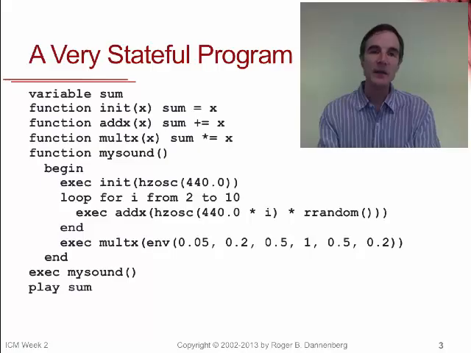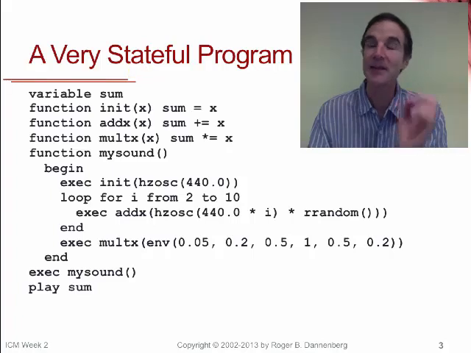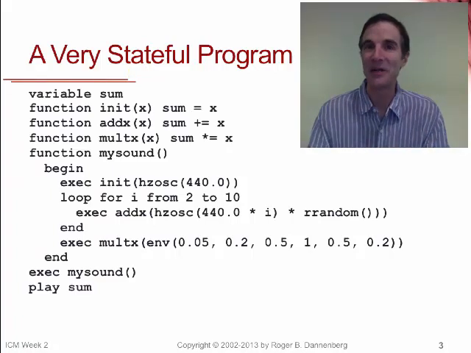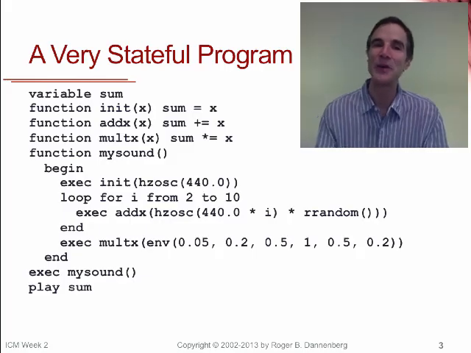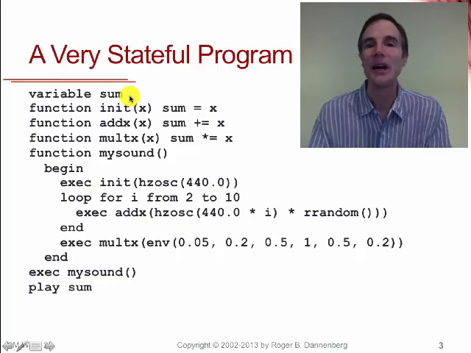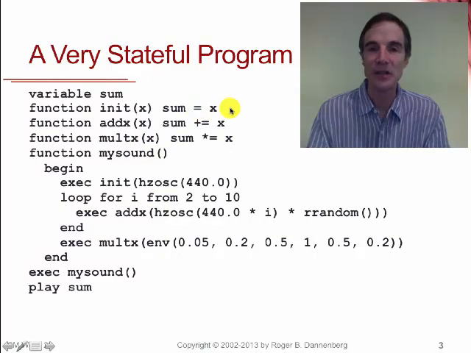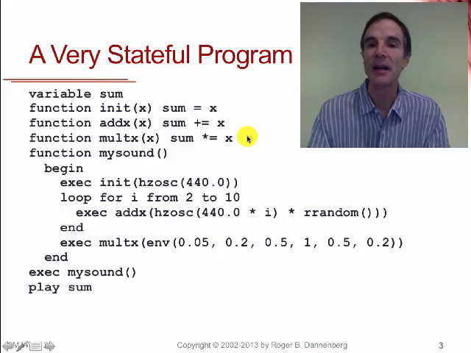So let's look at some examples. We're going to start with a very stateful program, and this is a bad way to write Nyquist code. It's here to basically show you what we are trying to avoid. In this program, we have a global variable called sum, and we have a bunch of helper functions to initialize sum, to add a value to sum, and to multiply sum by a value.